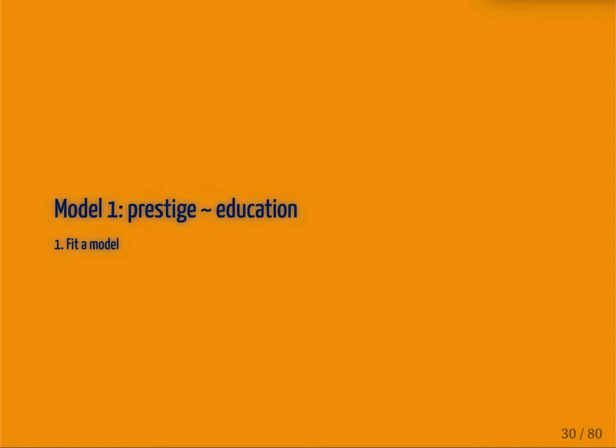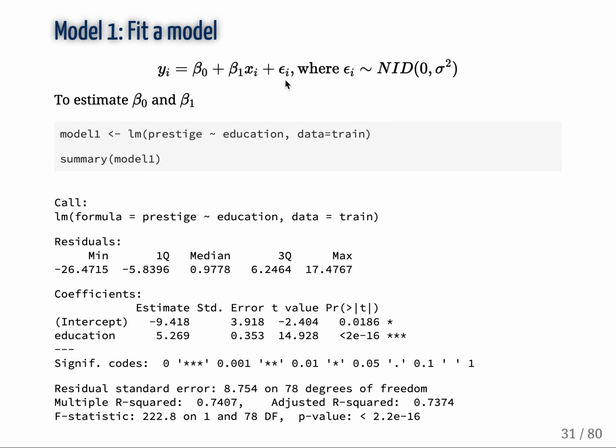Let's start with a simple linear regression model. I'm going to model the relationship between prestige and education. This is my sample regression model. I'm going to estimate beta naught and beta 1 using the data in the prestige data set.